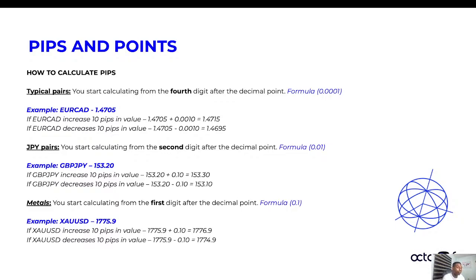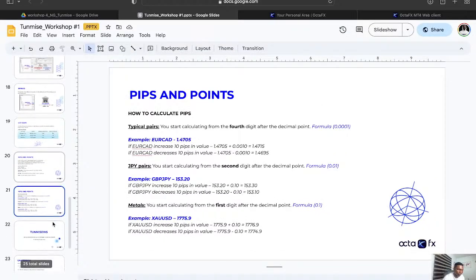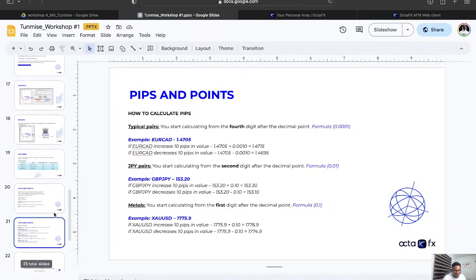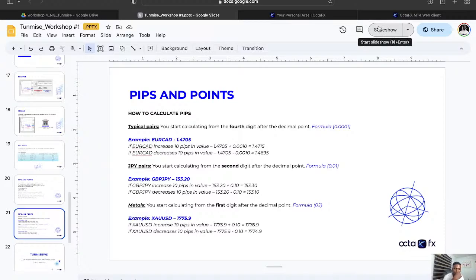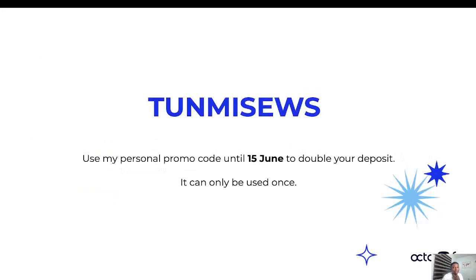Another question is this: if we are trading Euro JPY, where do we start calculating our pip value from? Where do we start calculating our pip value from on Euro JPY? Second digit. Joy said second digit. That's excellent. I'm glad you are following.